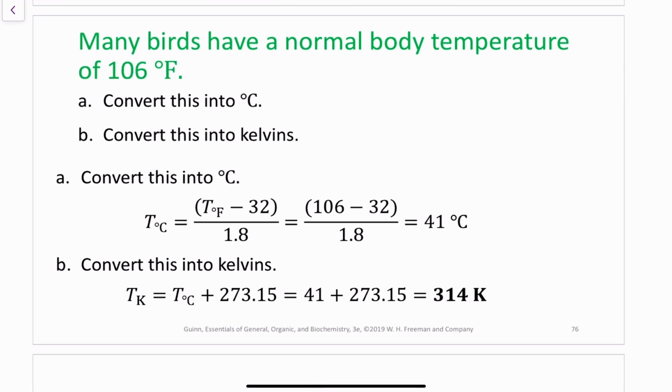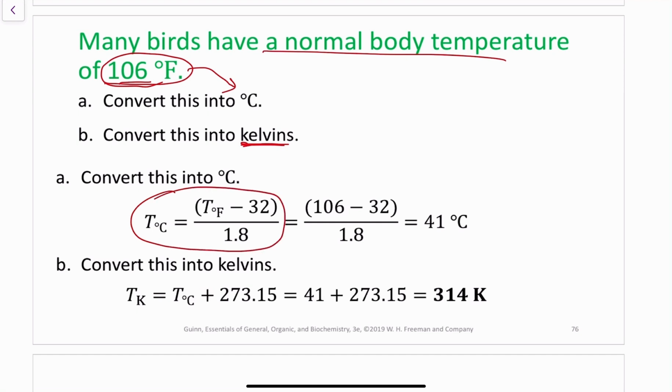And the second problem is that many birds have a normal body temperature of 106 degree Fahrenheit. So you have to convert this Fahrenheit temperature into a degree Celsius and convert this into a Kelvin. Right? So let's start with the first one. Convert 106 degree Fahrenheit to degree Celsius. We have to use this relation, degree Celsius equals degree Fahrenheit minus 32 divided by 1.8. Plug in the number: 106 minus 32, divided by 1.8, you're going to get 41 degrees Celsius.